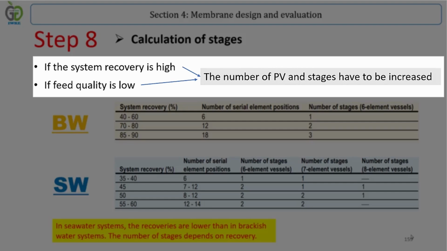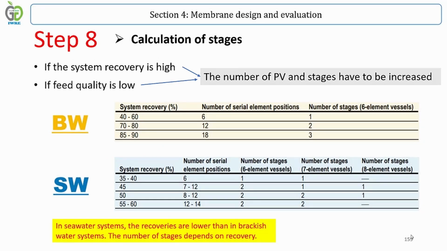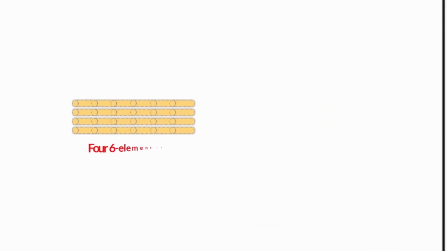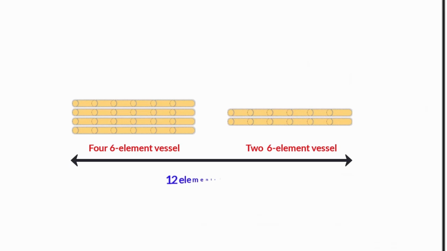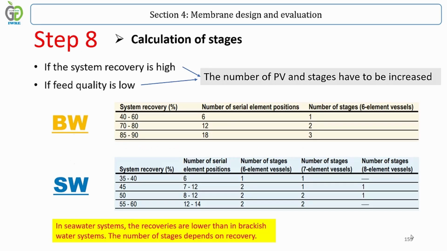The higher the system recovery and the lower the feed water quality, the longer the system will be, with more elements in series. For example, a system with 4 6-element vessels in the first stage and 2 6-element vessels in the second stage has 12 elements in series. A system with 3 stages and 4-element vessels in a 4, 3, and 2 arrangement respectively also has 12 elements in series.